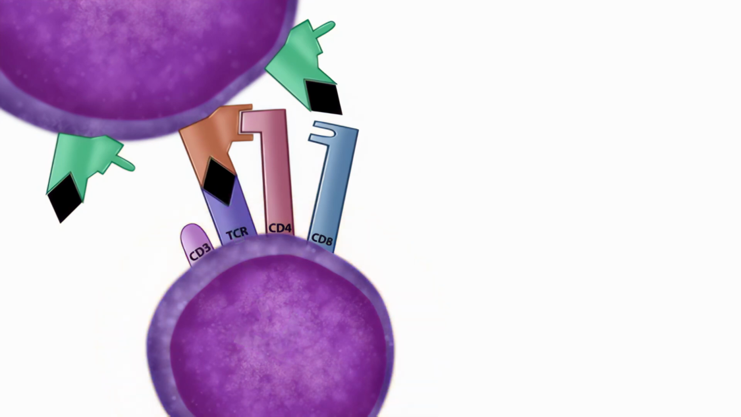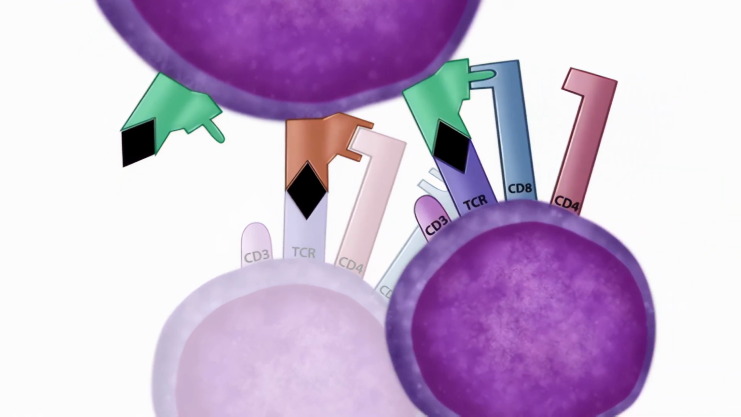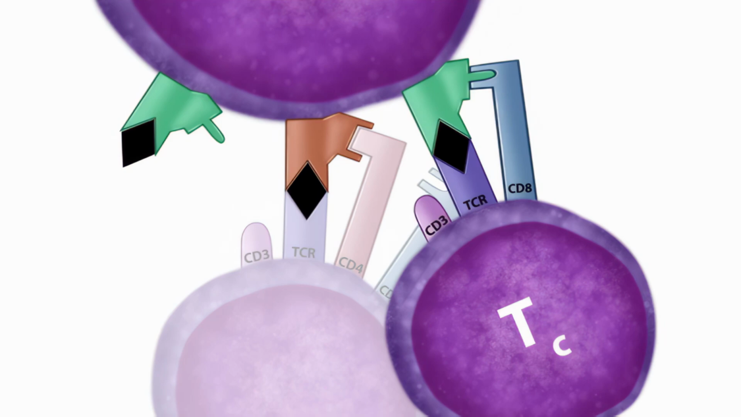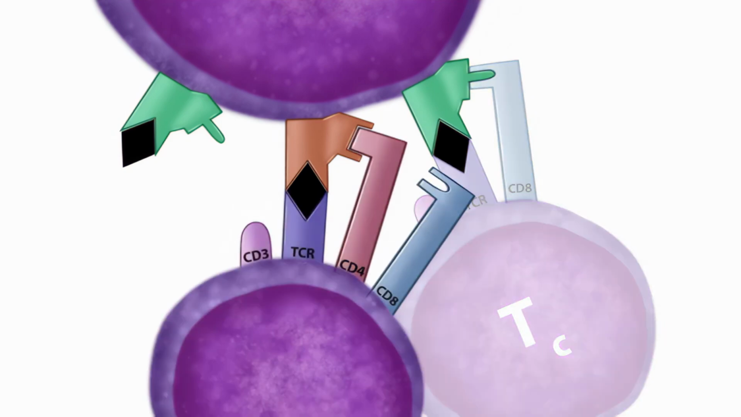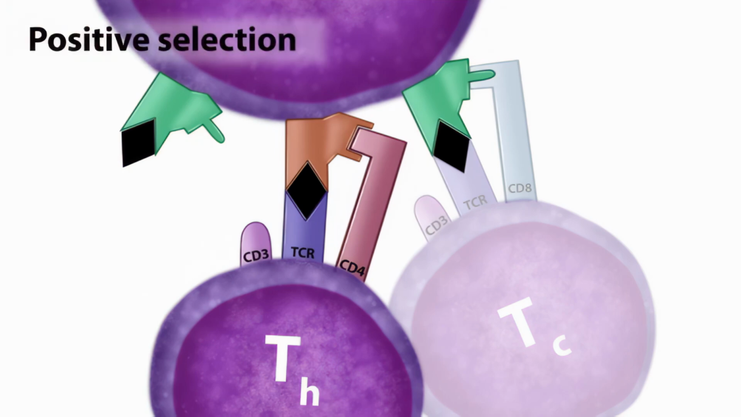And then, still in the cortex, the T cell precursors that bind really well to MHC1 are going to lose their CD4 marker, and they're designated to eventually become CD8 cytotoxic T cells. And the T cell precursors that bind really well to MHC2 are going to lose their CD8 marker, and they eventually become CD4 helper T cells. And that entire process of selecting the T cells that are capable of binding to the MHC is called positive selection. And that takes place in the cortex.